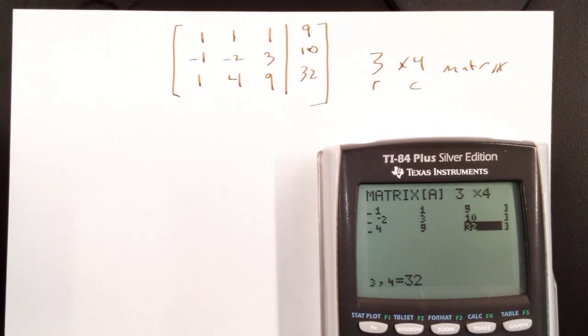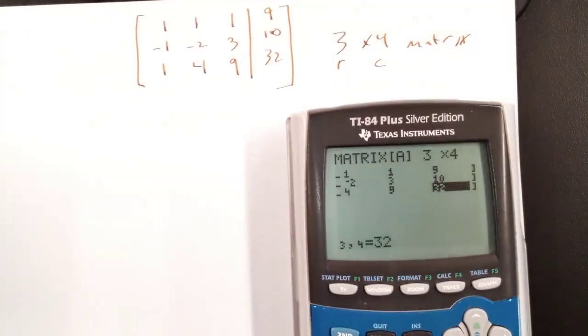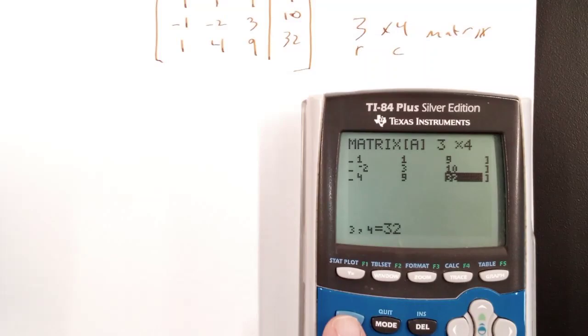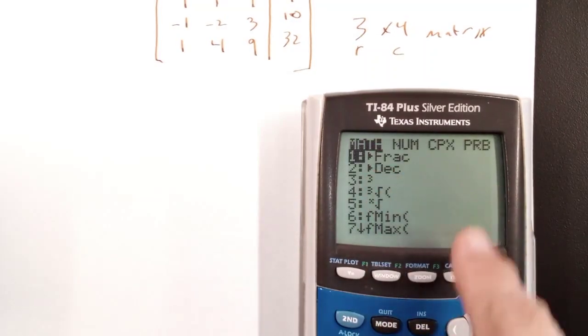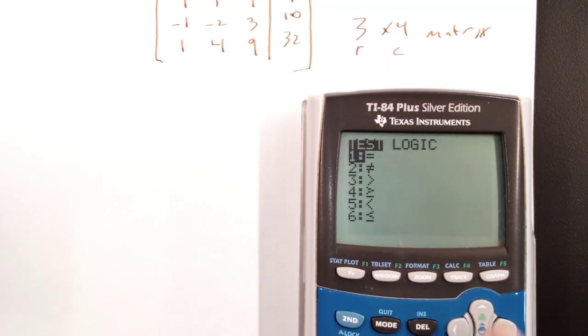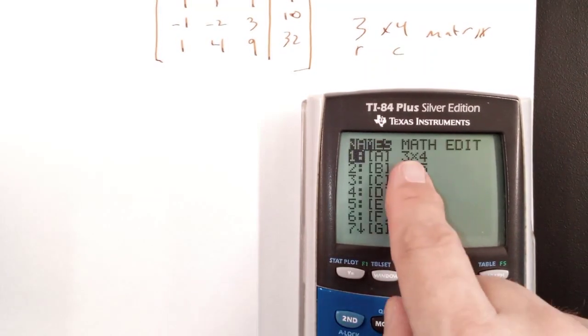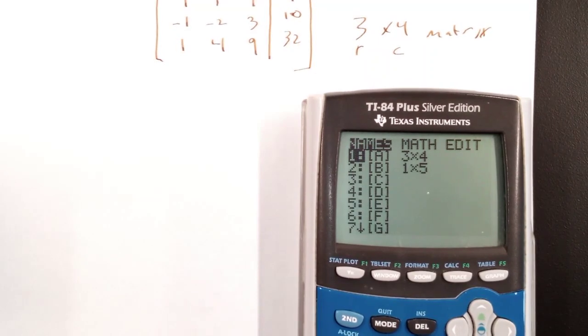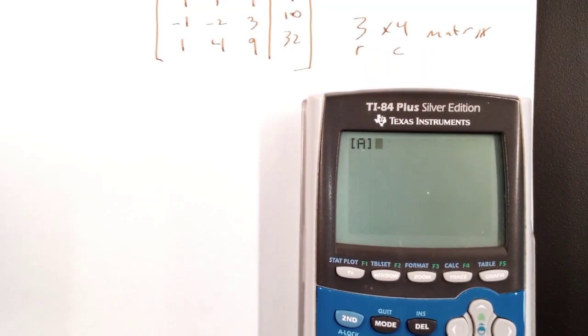Here's my matrix. I'm going to quit out of here. Second, and the mode button, it says quit. I can go check. Matrix. Promise I'll hit the right button eventually. Matrix A is now 3 by 4. I say, hey, what's in matrix A? Is that the right entries? Right numbers in the right places? Good.